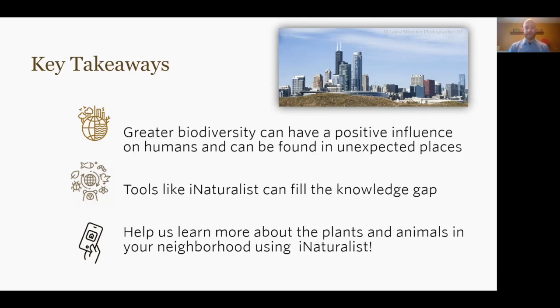And then finally, you're helping all of us learn more information about your neighborhood. You're providing us information about where you live, and that is extremely valuable. It could in turn lead to positive impacts in different neighborhoods across the city, which is what we want to see.